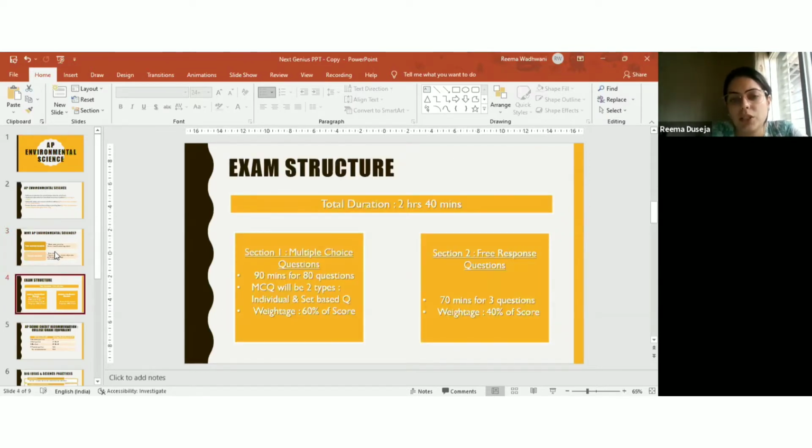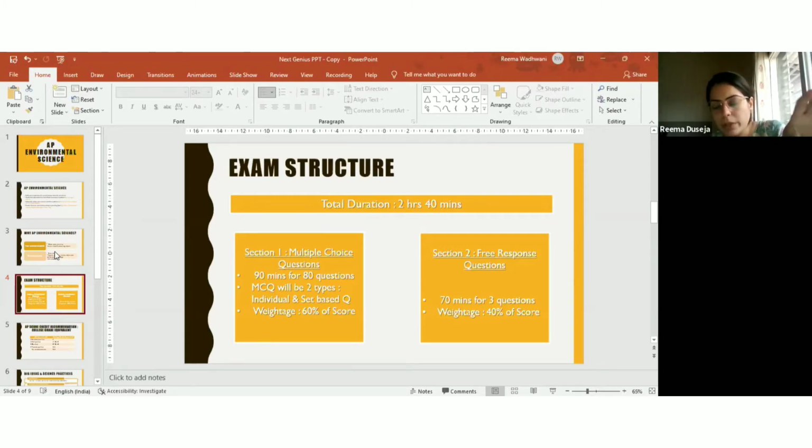What is the exam structure like? There is a total duration of 2 hours and 40 minutes, and it is divided into two sections. The first section is multiple choice questions, and the second section is free response questions. The multiple choice questions do not have any negative marking. You have 90 minutes, so a little less than a minute per question, which is sufficient time to answer. And your MCQs will be of two types: individual as well as set based.